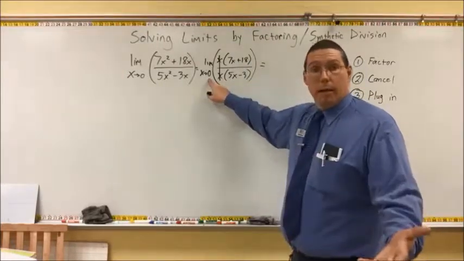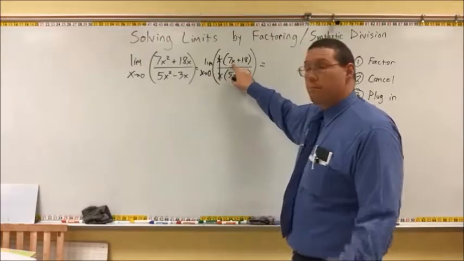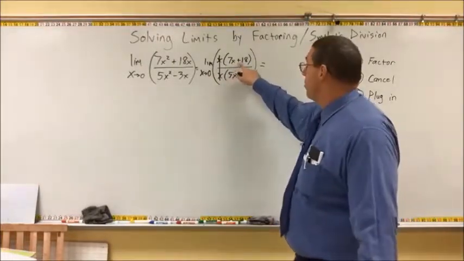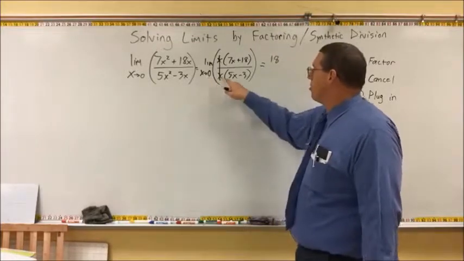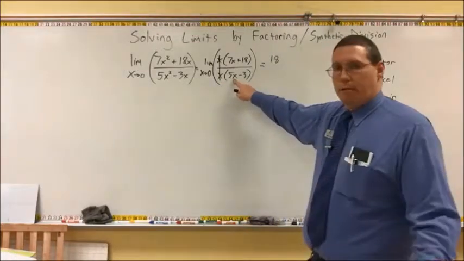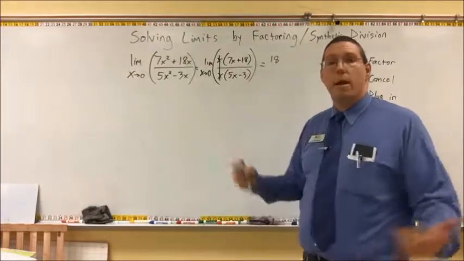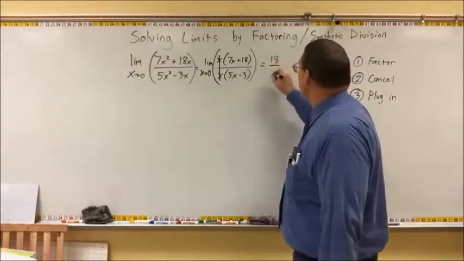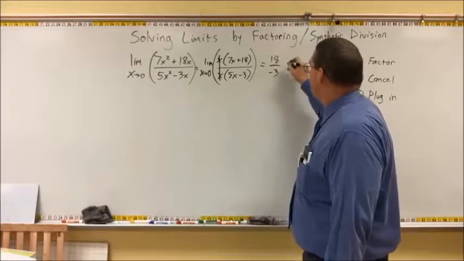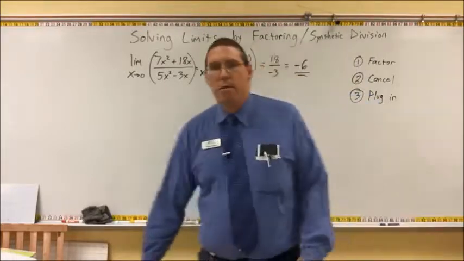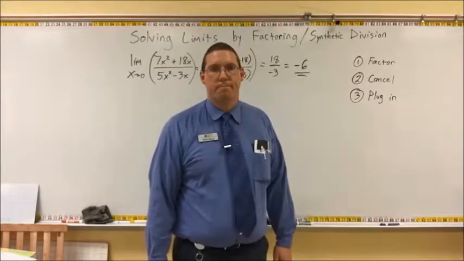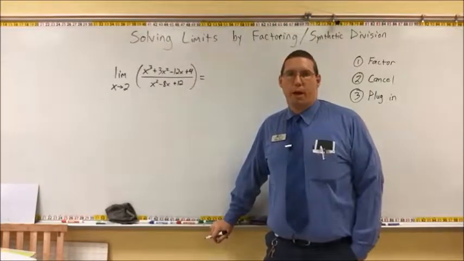Now if I plug the 0 in, 7 times 0 is 0, and 0 plus 18, well, that's 18. Now I'm going to plug the 0 in down here. 5 times 0 is 0, minus 3 is negative 3. So I have 18 over negative 3, and 18 divided by negative 3 is negative 6. So my limit is negative 6. All right, we just have a couple more that we're going to try, okay?